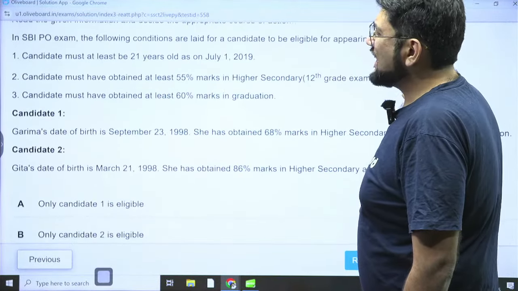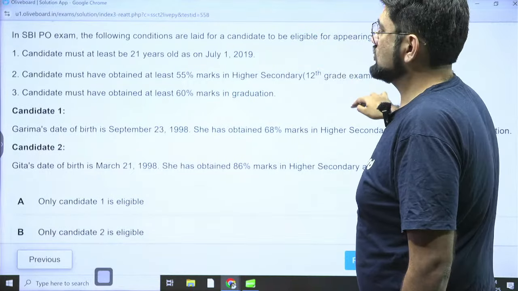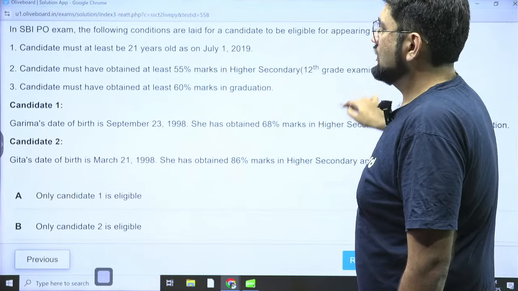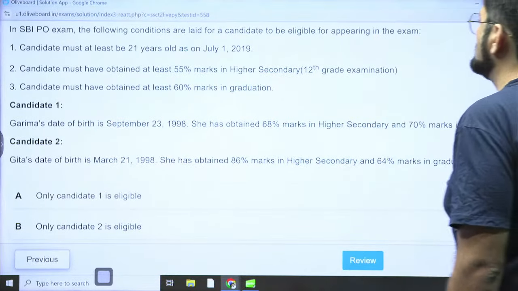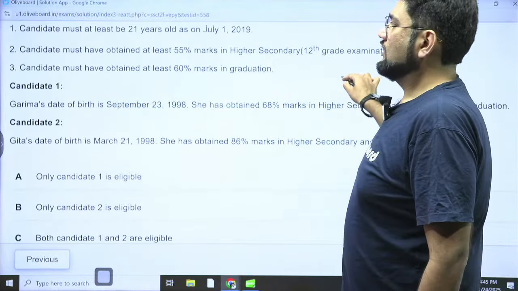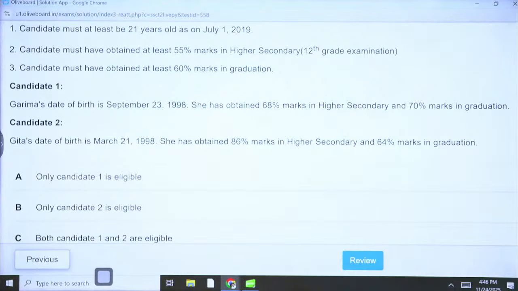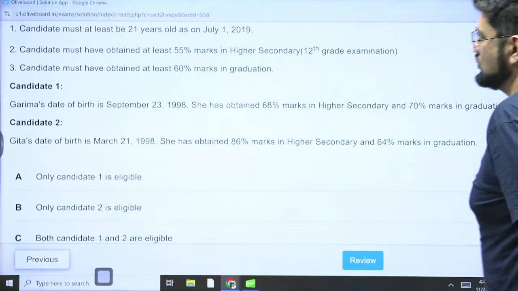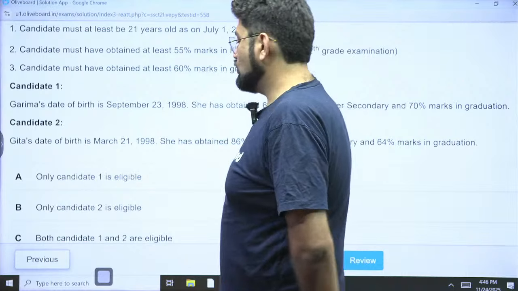Appropriate course of action. I believe it is a decision making based question. In an SBI PO exam, the following conditions are laid for a candidate to be eligible for appearing in the exam. Candidate must be at least 21 years old as on July 1, 2019. Candidate must have obtained at least 55% marks in higher secondary and at least 60% marks in graduation. Perfect. Now they have given you data of 2 candidates.